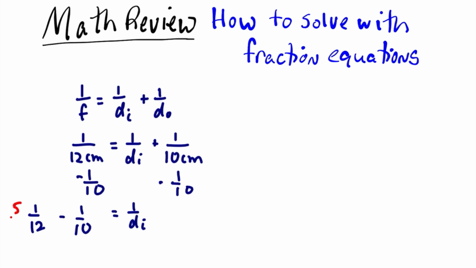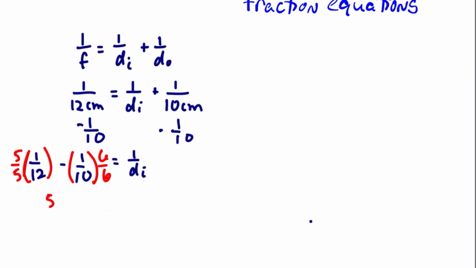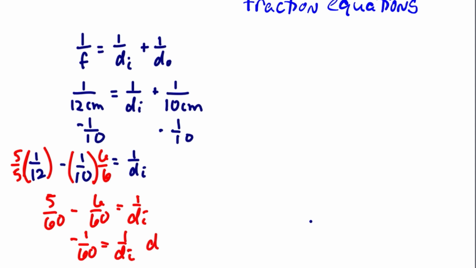So 1/12 I'm going to multiply by 5 over 5, because that will give me 60 in the denominator. And 1/10 I have to multiply by 6 over 6. So that's going to give me 5/60 minus 6/60 equals 1 over d sub I. 5/60 minus 6/60 gives me negative 1/60 equals 1 over d sub I. Invert, that's going to give me d sub I equals negative 60 centimeters.